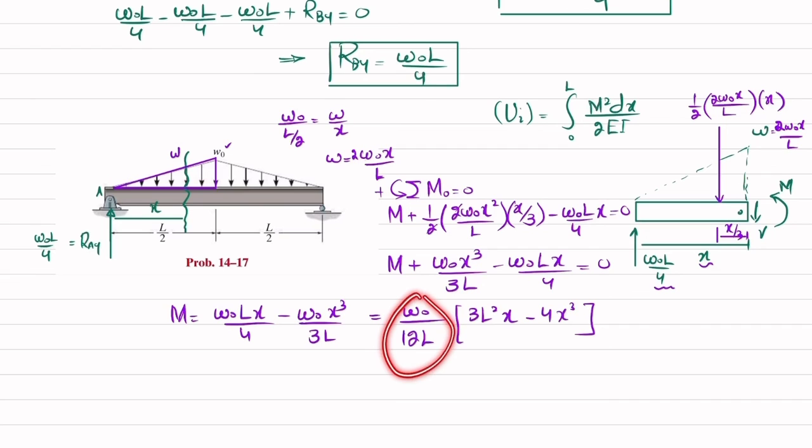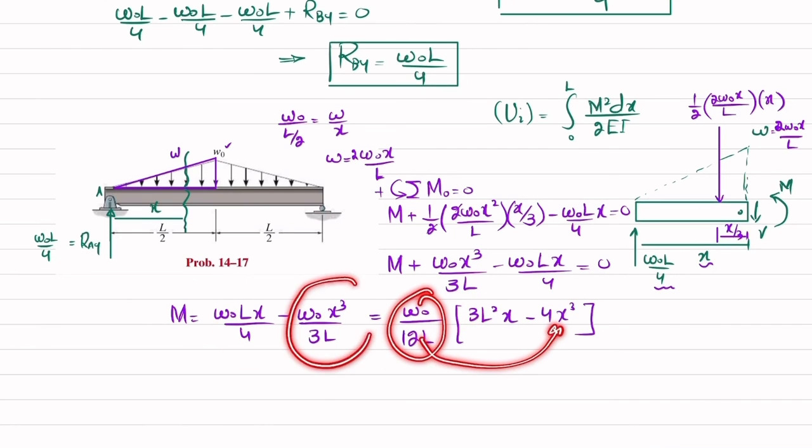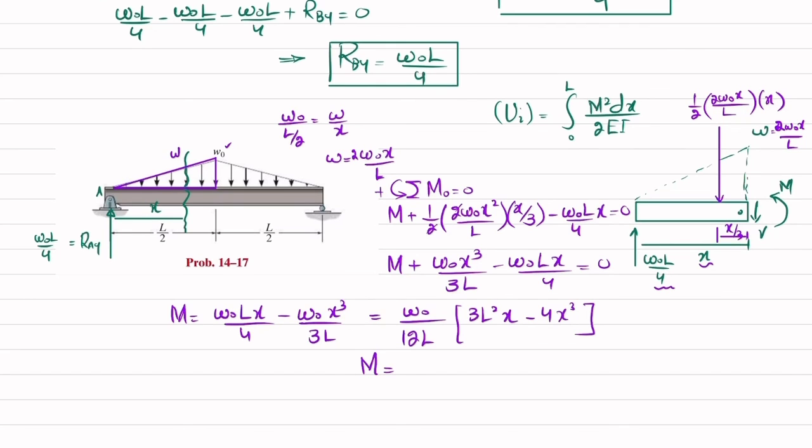Again, you can multiply this with this, so you will get this term, clear? And if you multiply this with this term, you will get this term. You can check it as well. So your final moment equation will be W naught over 12L into 3L square x minus 4x cube. You can also use the earlier equation as well, but this is simplified. This is equation number 1.